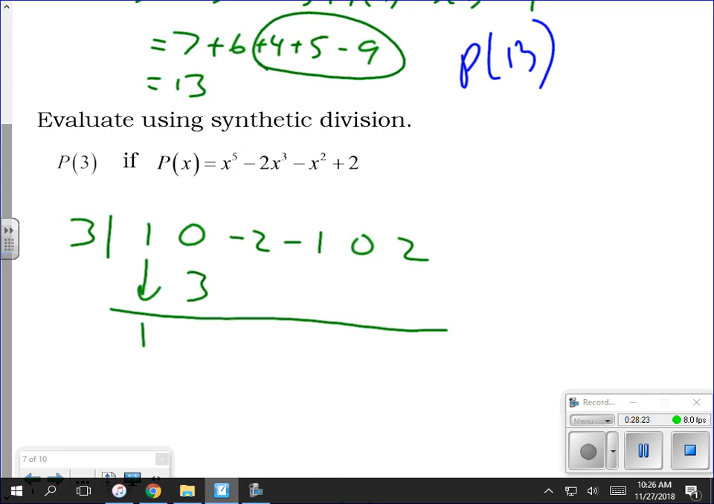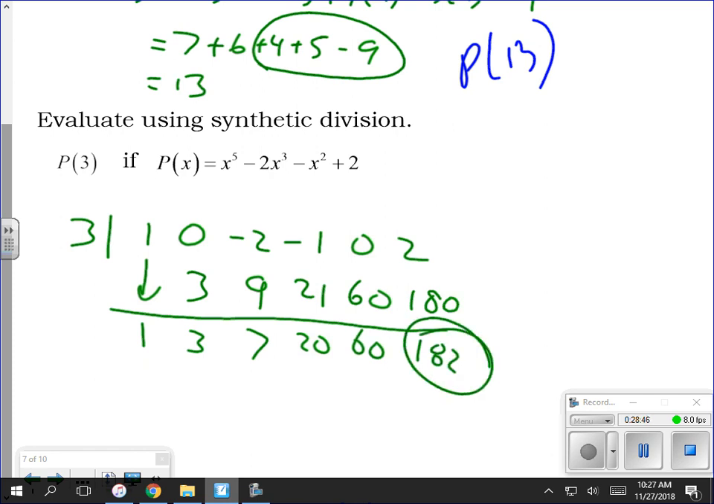3 times 1, 3, add, I get 3. 3 times 3 is 9, add, I get 7. 3 times 7 is 21, add, I get 20. 3 times 20 is 60, put down 60. 3 times 60 is 180, so I add them together and I get 182. My remainder is my answer. What is P of 3?